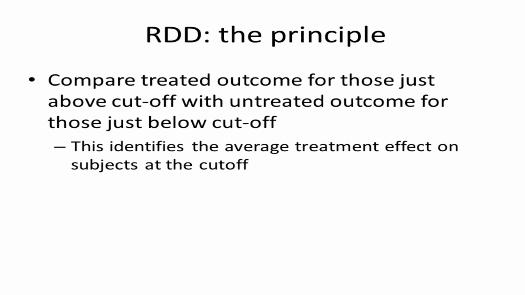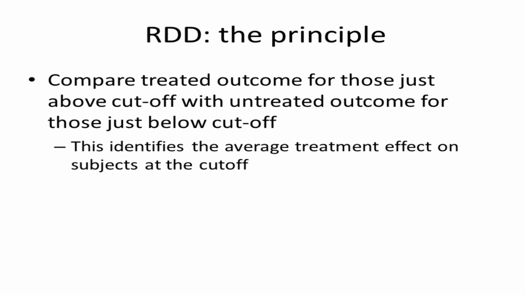To put that in writing, what you do then is compare the treated outcome, the outcome for somebody who's treated just above the cutoff, with the untreated outcome for someone just below the cutoff. That will give you an estimate of the impact of the program. I would hope the way I've described it makes it seem very intuitive and very plausible.